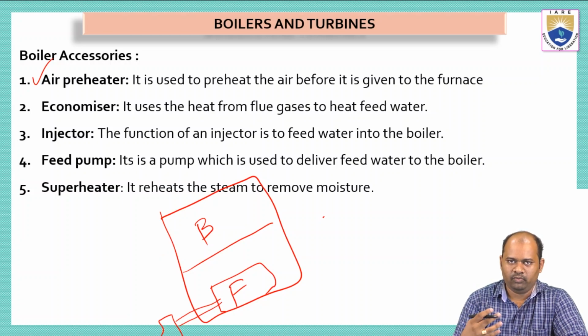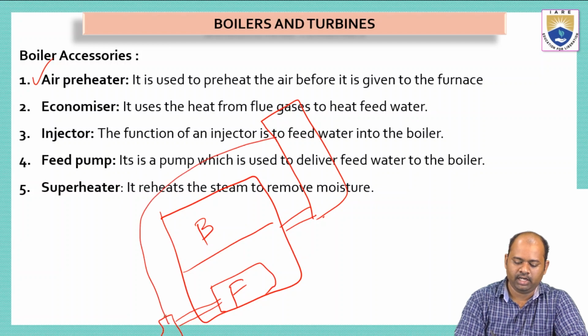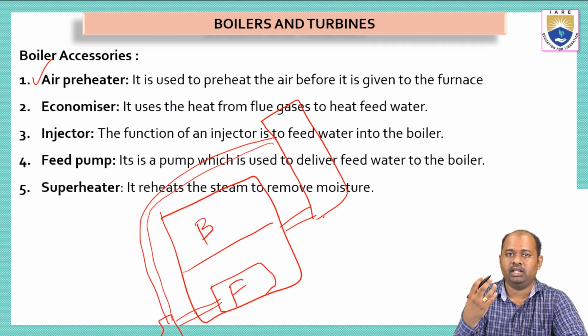We know that when combustion takes place, a very large amount of heat will be developed. This heat is used to boil the water. After that, these gases are let into the chimney, where they escape into the atmosphere. Now what happens is, I will take a pipe and connect these hot flue gases to the fresh air coming in.